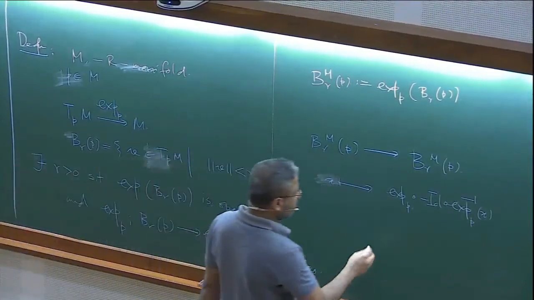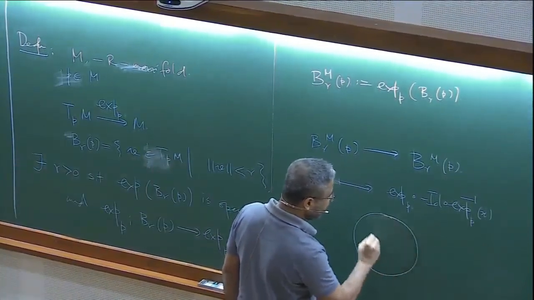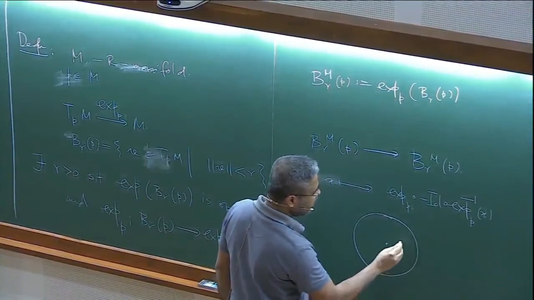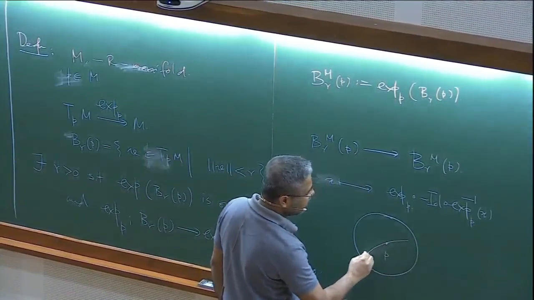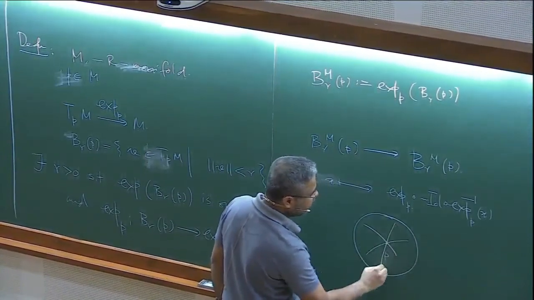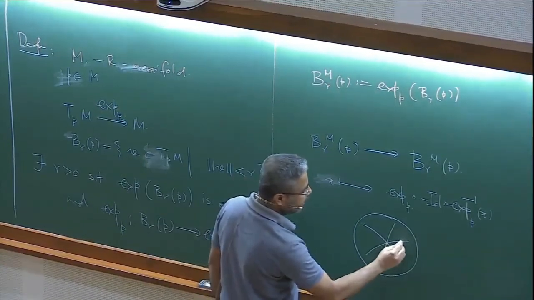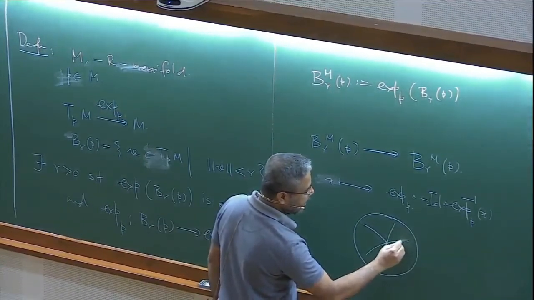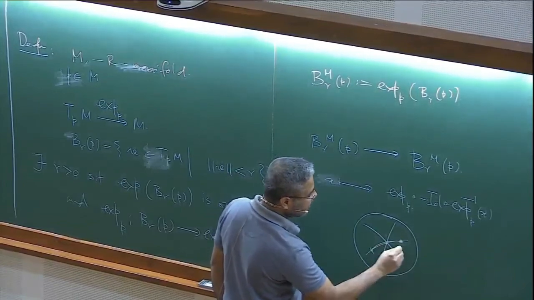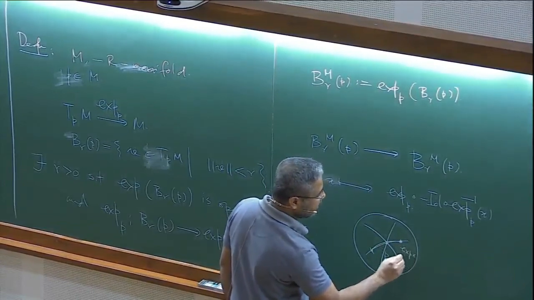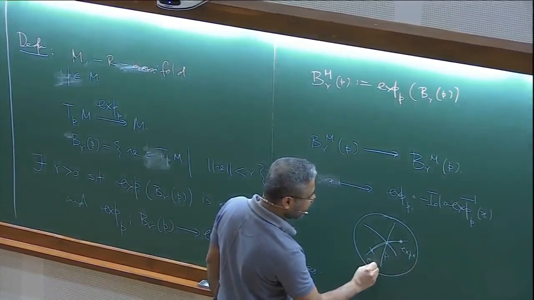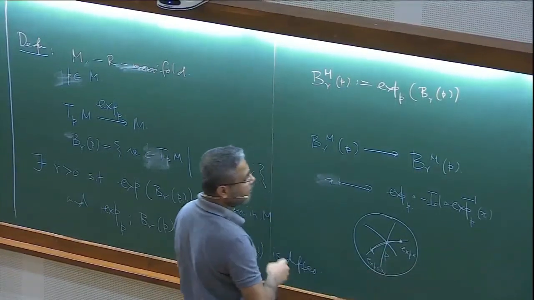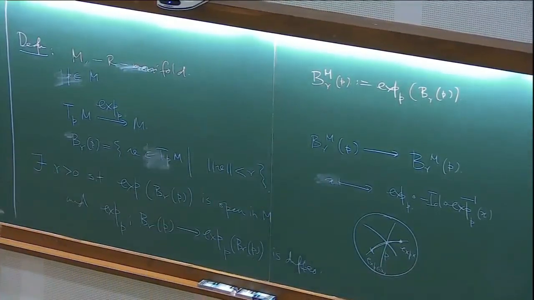If you draw the picture here, if this is P, then this is precisely the symmetry. I take a point here, and if this is exponential of x, then this point goes to exponential of minus x. This is the map. So this is not always an isometry.